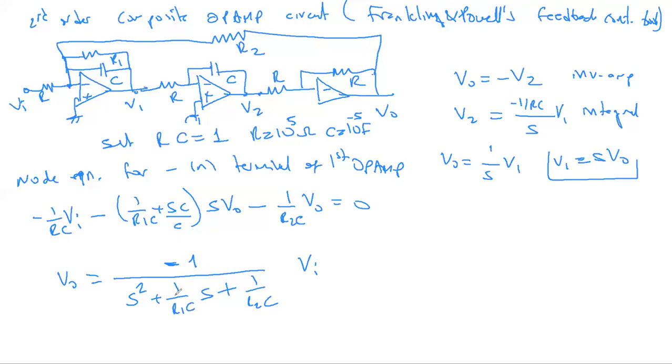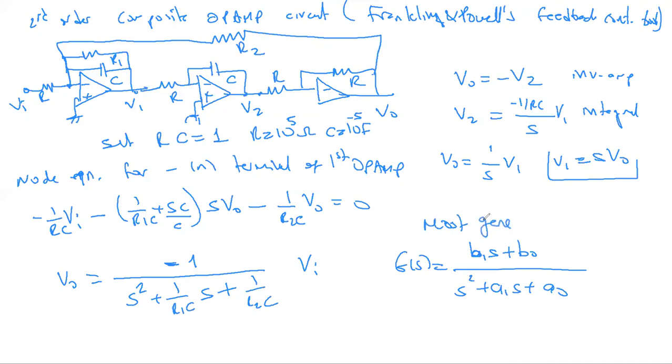For me, to make this system more general, I need to get, for example, G of s equal to (b1 s plus b0) over (s squared plus a1 s plus a0), the most generic second order strictly proper system. The transfer function will have some real coefficients a0, a1, b0, b1 that need to be equated.